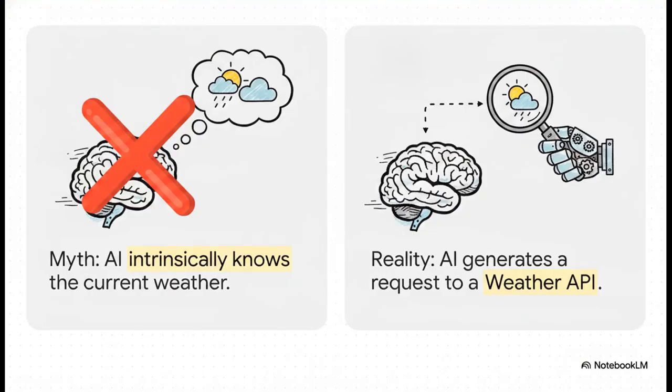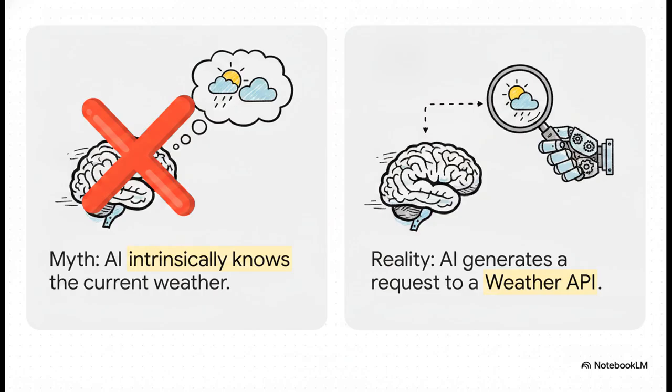A lot of people assume that when you ask an AI for the current weather in London, or maybe the exact population of the Earth today, it intrinsically just knows the answer from its own brain. But the reality? Its internal knowledge is completely static. It basically cut off whenever its initial training ended.